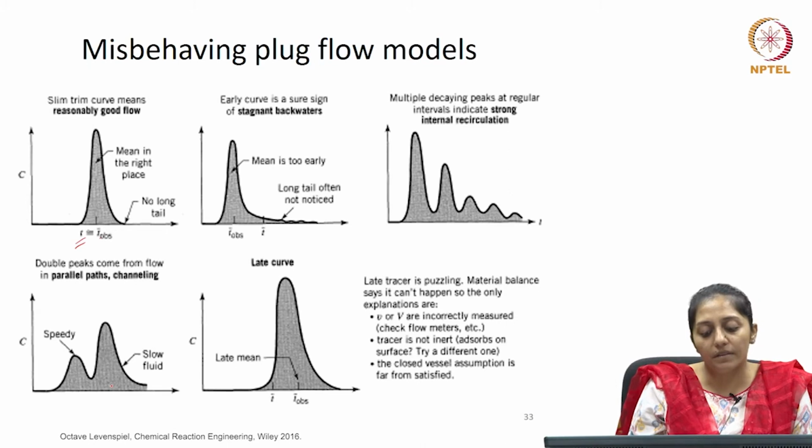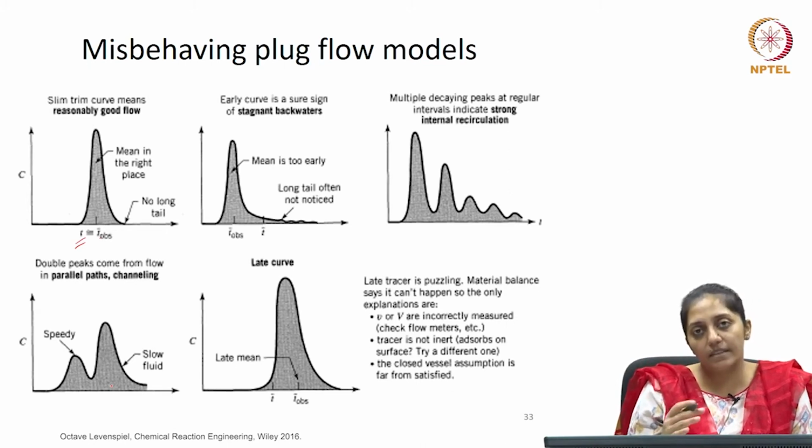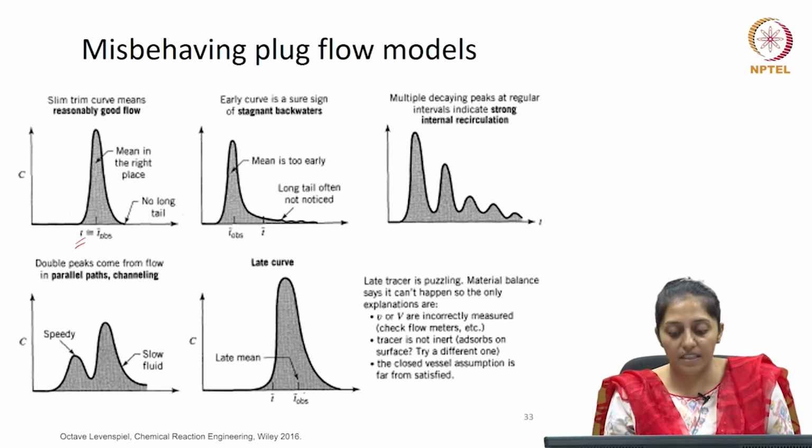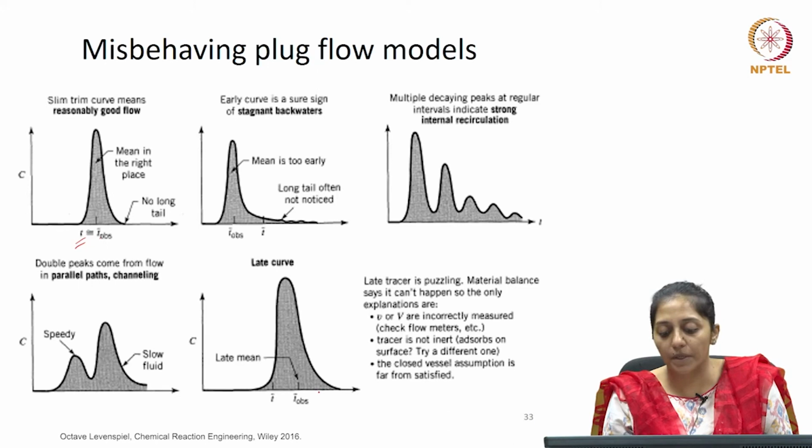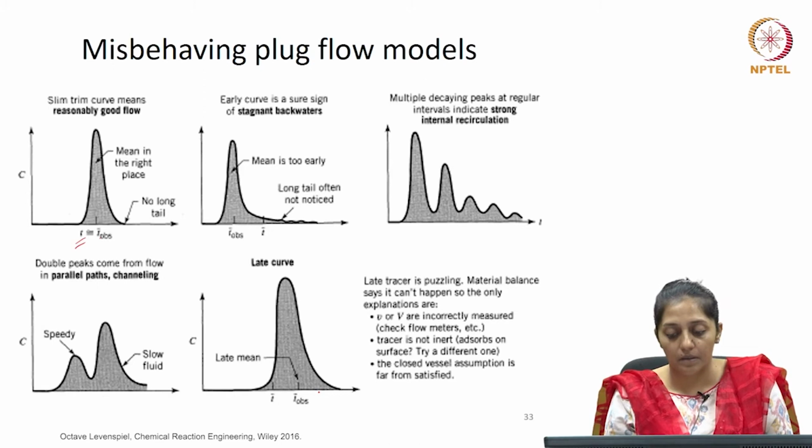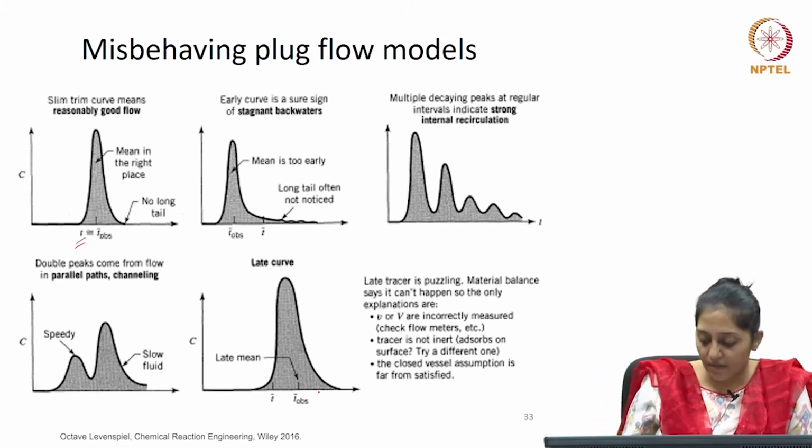So, this indicates parallel paths inside the reactor or channeling. Now, if you observe a very late curve exit of the tracer from the reactor, with the mean residence time observed being greater than the theoretical residence time, then this indicates either the volumetric flow rate or the volume have not been measured properly, or the tracer may not be inert, might be getting absorbed, or the closed vessel boundary assumption is not getting satisfied.